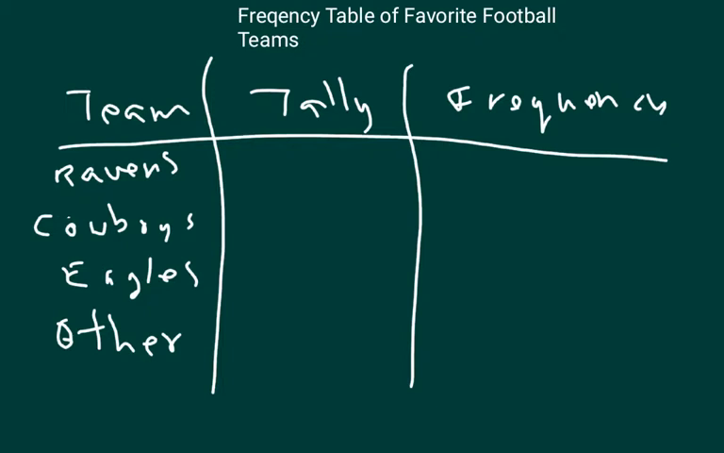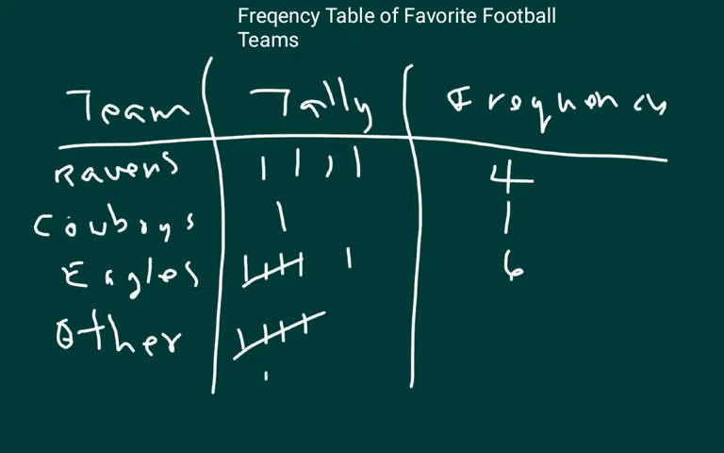So suppose there were 4 people that like the Ravens, and this is just the marks that you put down, the tally marks, and then you put the Hindu Arabic symbol for that number, 4. Cowboys 1, Eagles 1, 2, 3, 4, 5. So that kind of groups them so you can count them. We'll say 6, and maybe this was the most popular, other 11. So we have 4, 1, 6, 11. So that's how you can quickly organize your data into a frequency table.